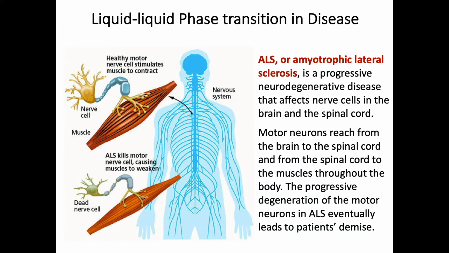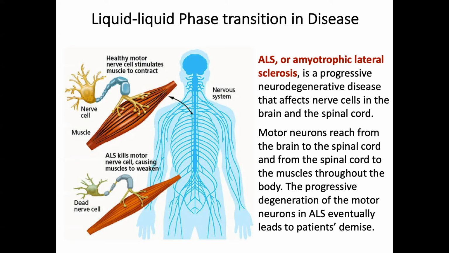All right. So ALS affects nerve cells in the brain and the spinal cord. You probably know that motor neurons are specialized for controlling important muscle activity. ALS kills motor neurons, causing muscles to weaken. Over time, ALS paralyzes the muscles used to breathe, to speak, and to eat. So on average, death occurs within 3 to 5 years after symptoms begin. But some people with ALS live 10 or more years.